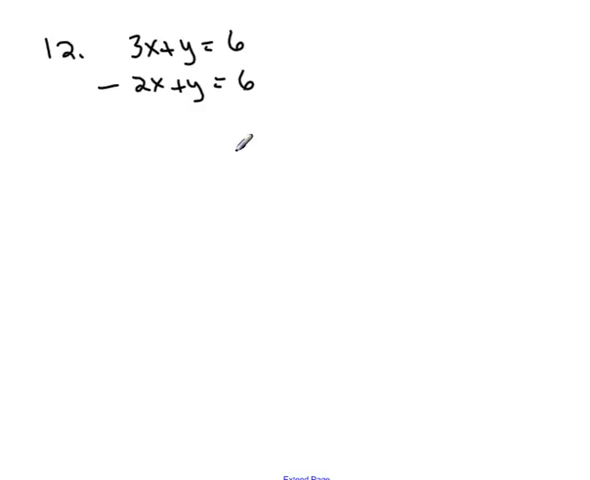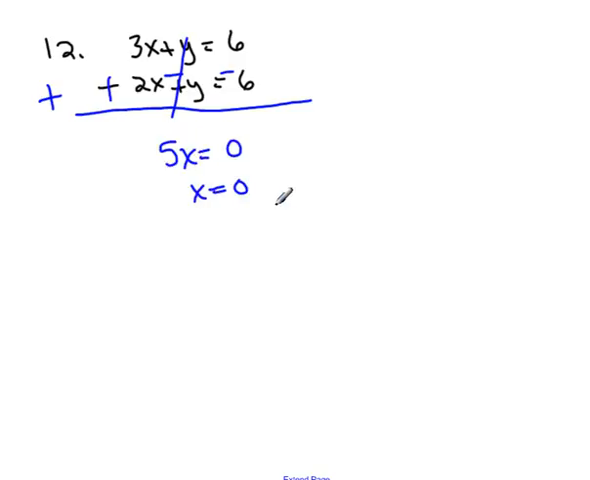All right, moving on to number 12. Number 12 is set up nicely to use the elimination technique of subtraction because the coefficients of the y variable are the same. So I'm going to change all of the values to the opposites of the second equation. So the 2x becomes positive, the y becomes negative, and the 6 becomes negative. Now I'm going to use addition. The y's will eliminate. I get 5x equals 0. Divide by 5 and x equals 0.